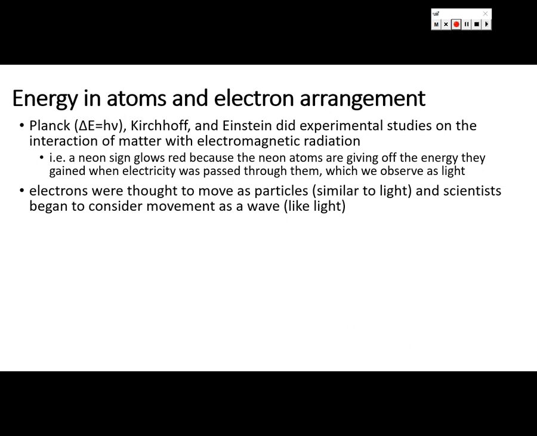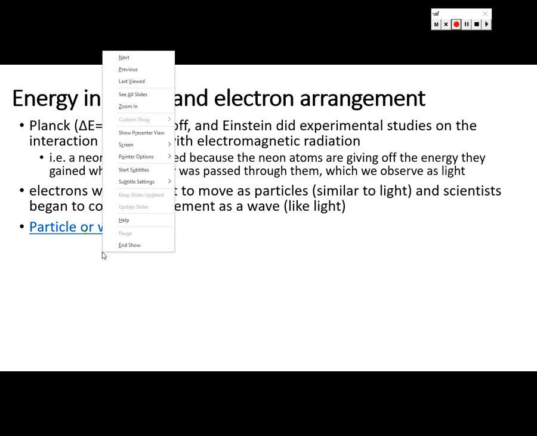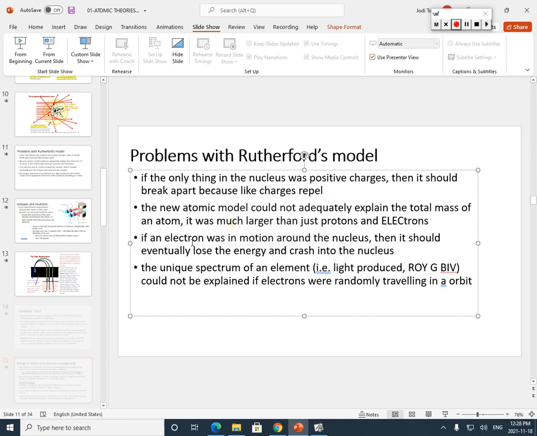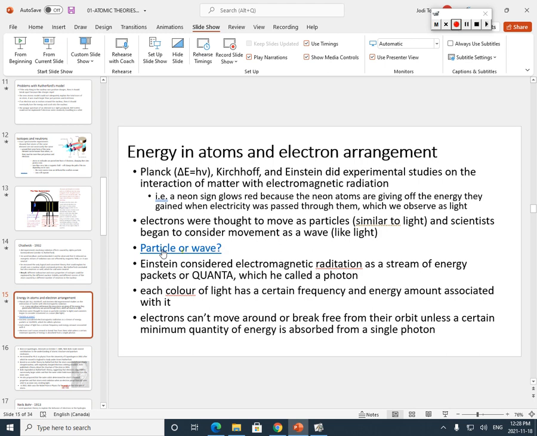they did a lot with light and energy, and the big thing at the time was, is light a particle or a wave? So again, if you were or took physics, you talk about that quite extensively.